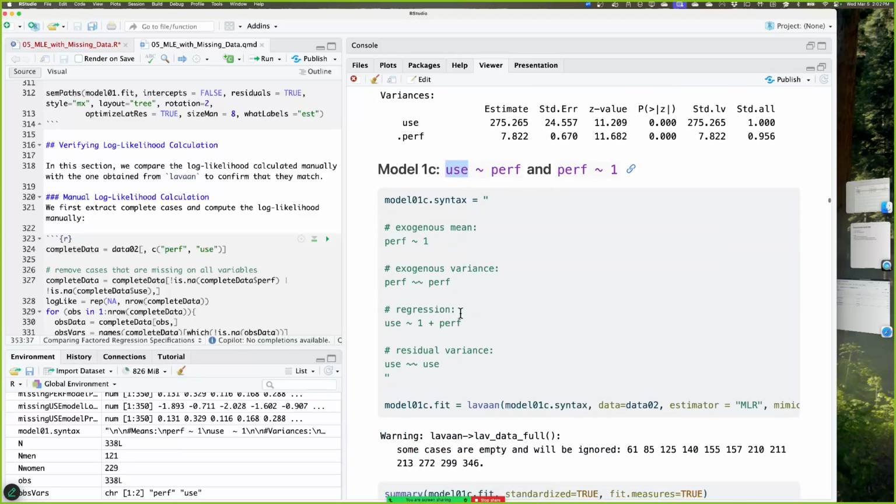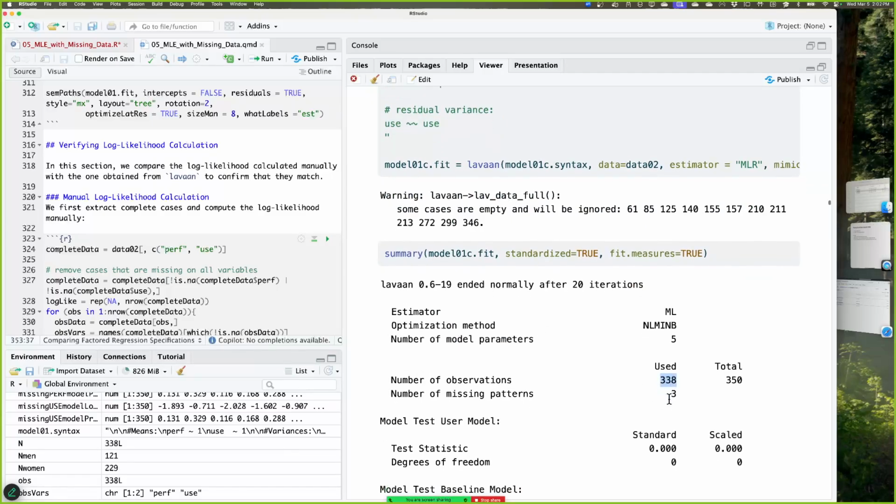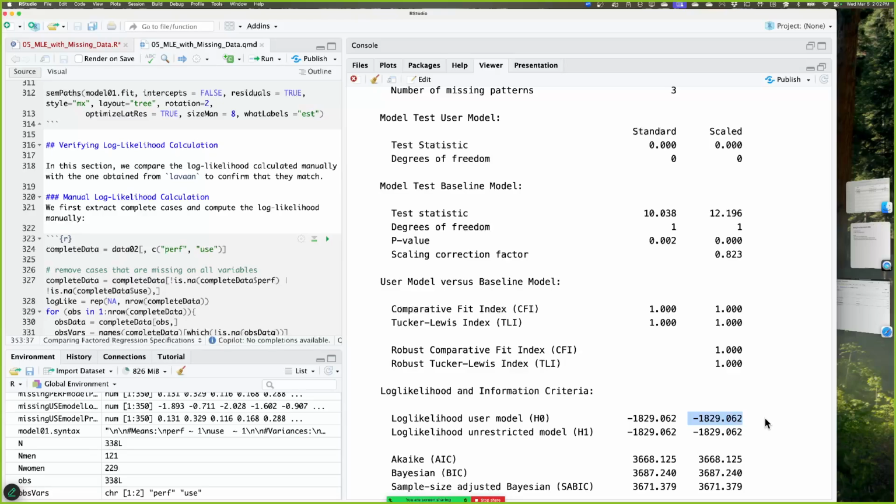Right? So here, same setup. Exogenous mean is now performance instead of usefulness. Yes, I see a question. Oh, okay, gotcha. In our regression, usefulness is now predicted by an intercept and performance, and we have residual variance of usefulness. Again, we see we have 338 cases. We have 0 degrees of freedom. We should see the log likelihood is the same. Check, check, check. All three models have the same log likelihood, so they should be equivalent.